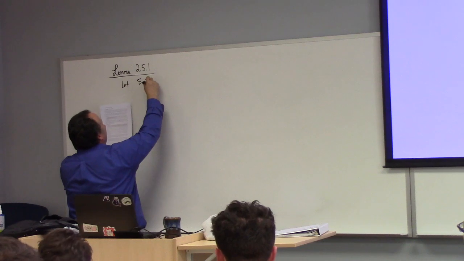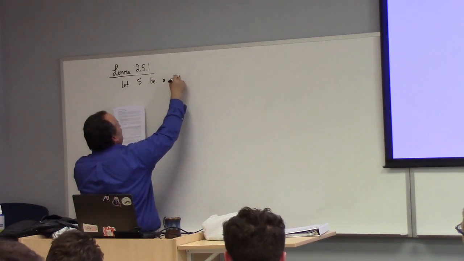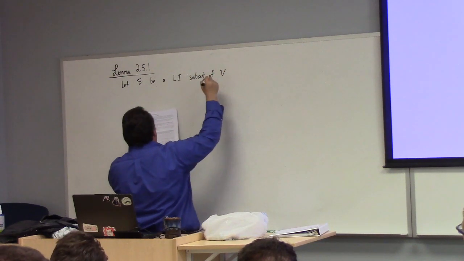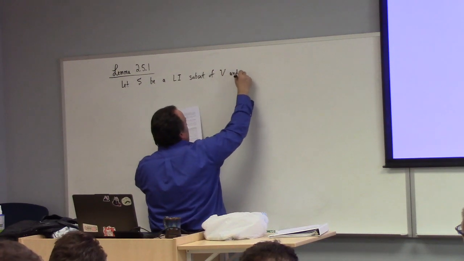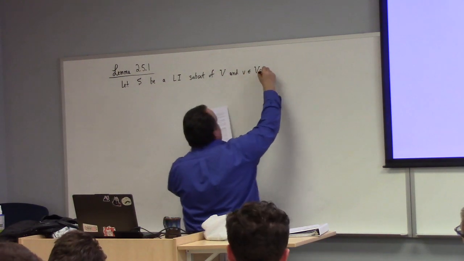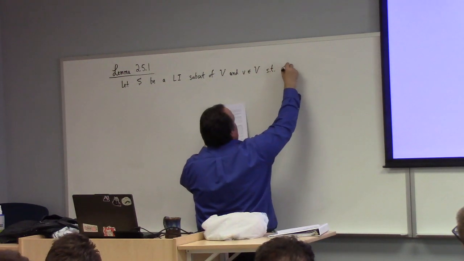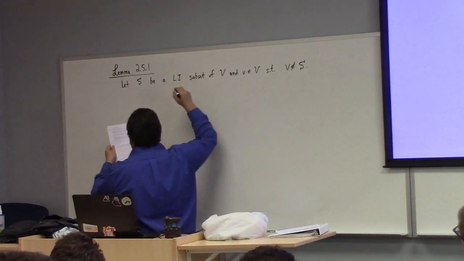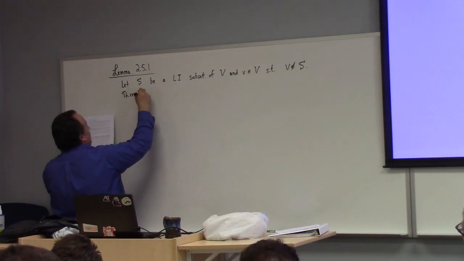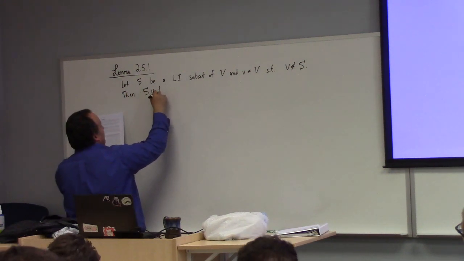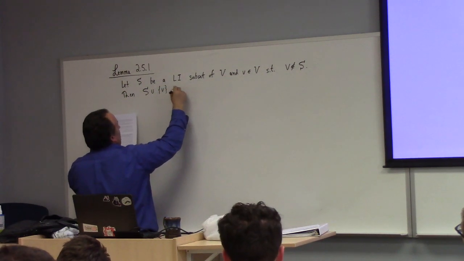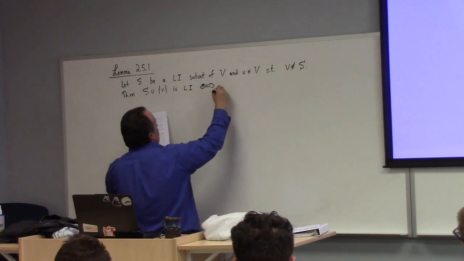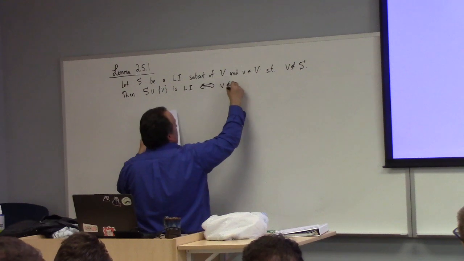So let S be a linearly independent subset of V. And of course here V is a vector space over F. And let little v be an element of V such that v is not an element of S. So you've got a point outside your set. Then S union the set containing v is linearly independent if and only if v is not an element of the span of S.